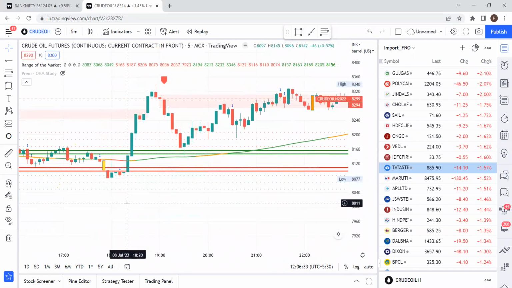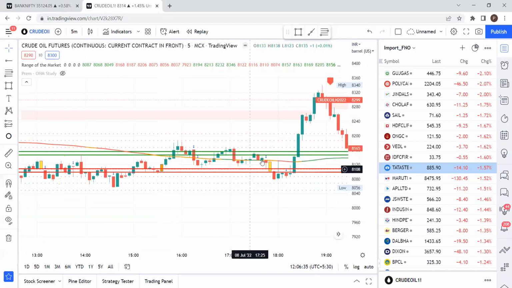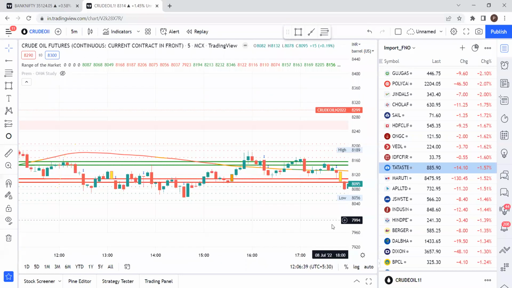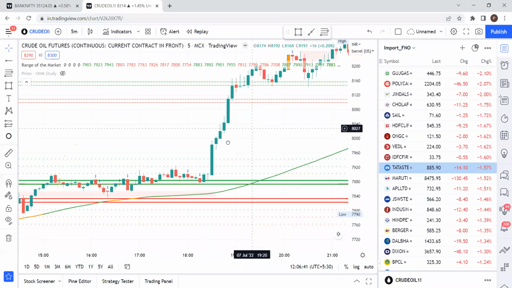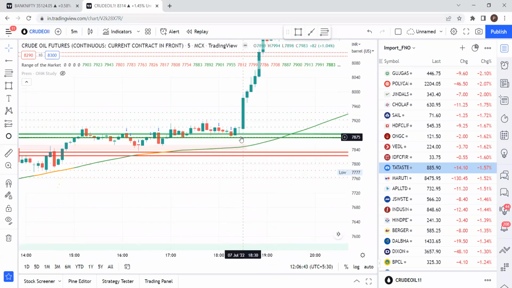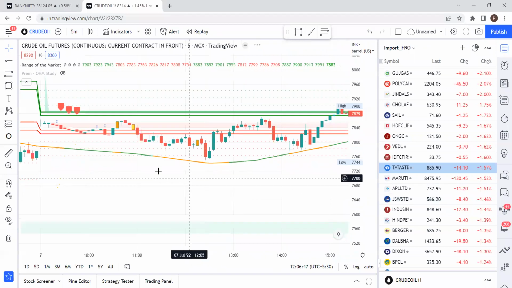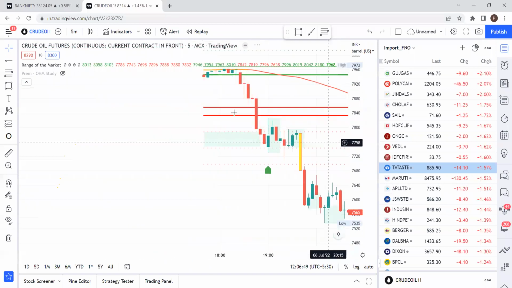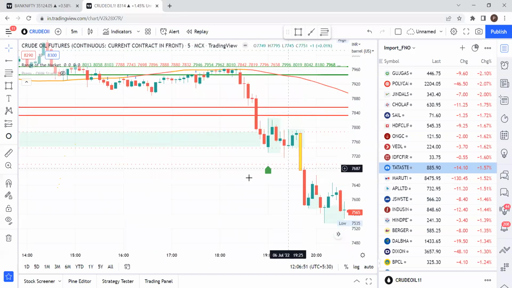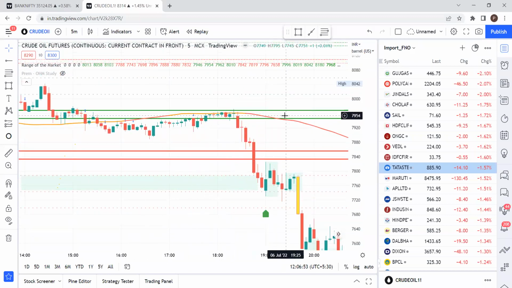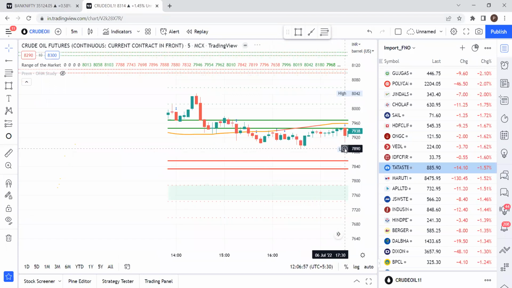So this is the range of the crude oil, okay? Breaking this range, where is it going? See this, this is the range. The range broke here. Where is it going? This is the range breakout here, and then it's selling. Do not worry, it works on everything.